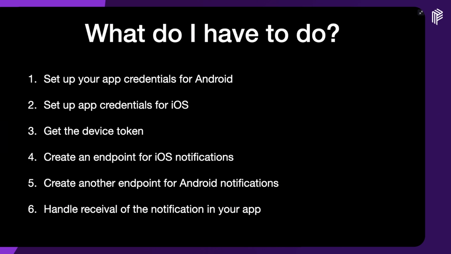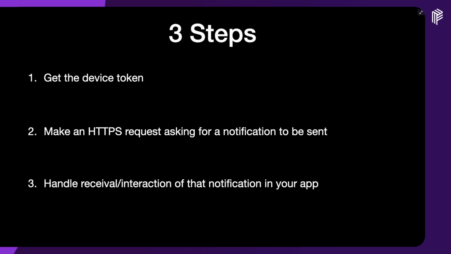Cool. So for push notifications in a React Native app, these are all the steps we have to do for setup. It's not crazy, but it does seem like there's a decent amount of duplicated work here for iOS and Android. But luckily, if we use Expo, we can get rid of basically half this work. And now we're left with three pretty simple steps: getting the token, making a request for a notification to be sent, and then handling that notification in our app code.